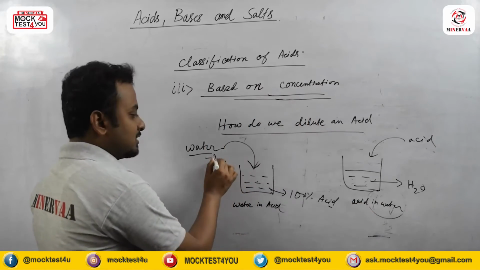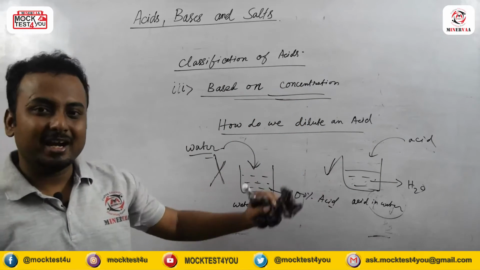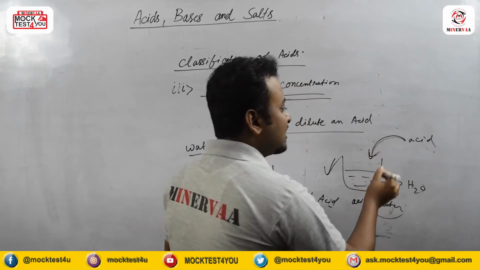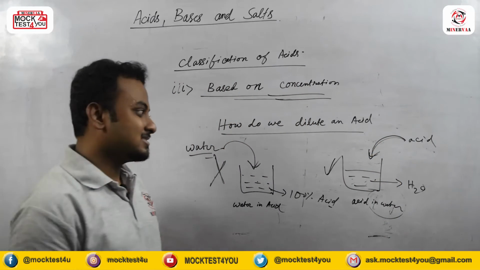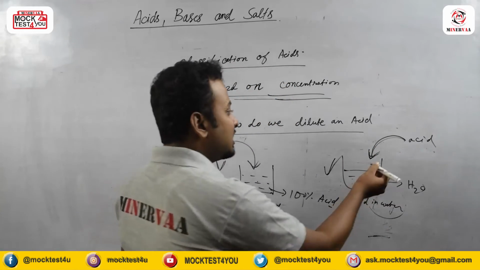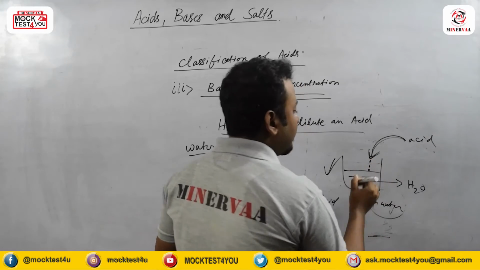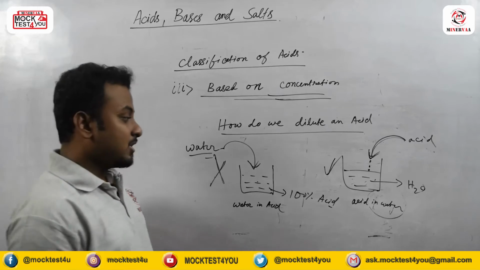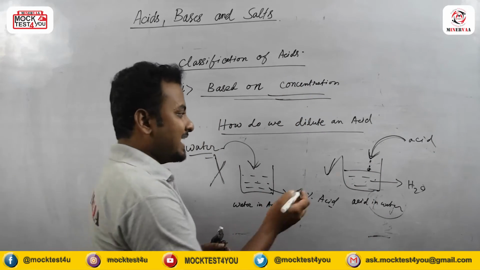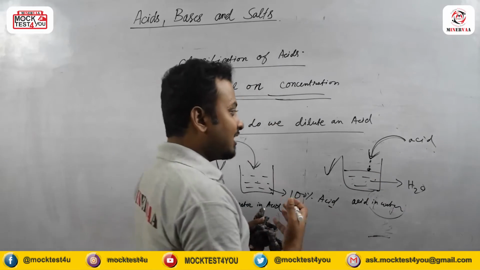So we cannot do this, but we have to follow this procedure: acid should be added in water. But not all the acid in one moment. We cannot add all the acid at once. We have to add it drop wise, because it is an exothermic reaction, and when you add acid drop wise, the energy will be released gradually. So that will be a gradual process.